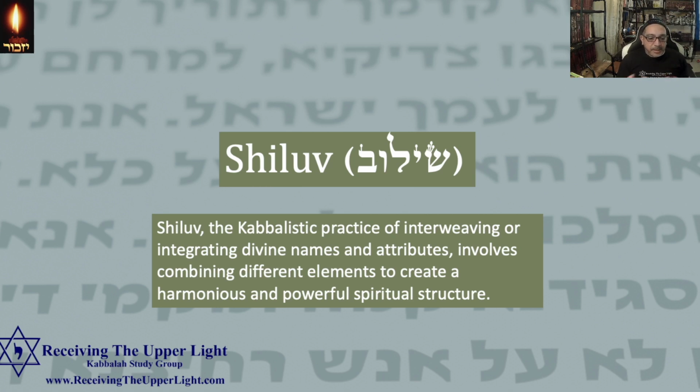We have Yetzer Hatov and Yetzer Hara, right? We have a good inclination and a bad inclination because they're mixed. And instead of us trying to destroy the evil inclination, what we need to do is unify these opposite concepts in a way that they are creating a harmonious and powerful structure that will work together and bring harmony and balance in the universe. And this is what we're trying to do with these meditations and the Shiluv.